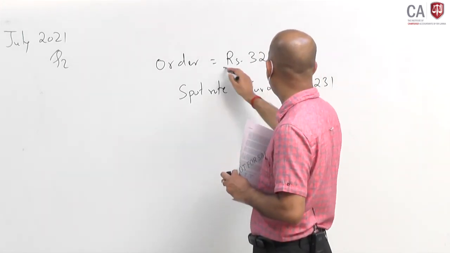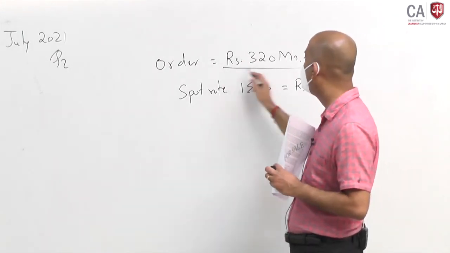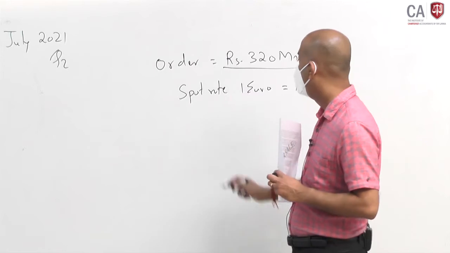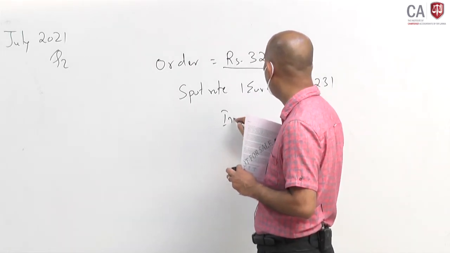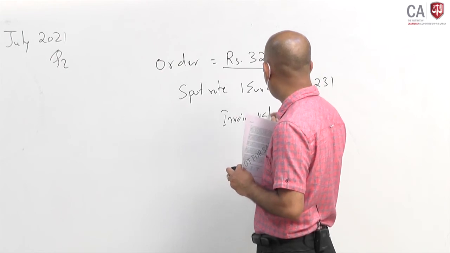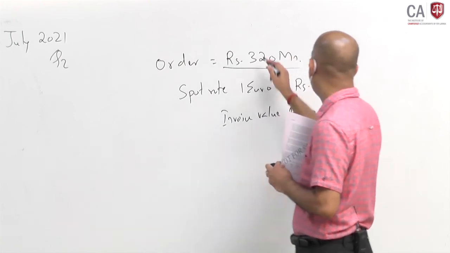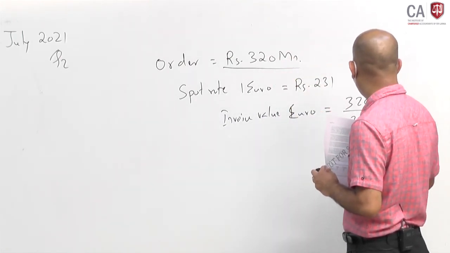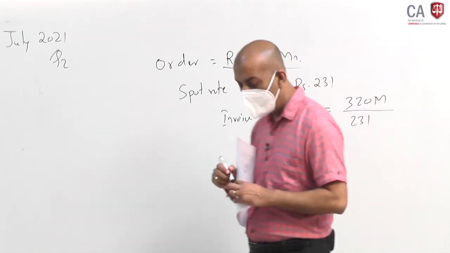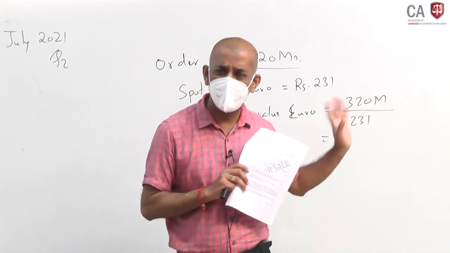So we should know that you are going to export to France 320 million worth of goods, rupee value. What is the order or the invoice value? Invoice value in euro equals 320 million divided by 231. That gives you the euro currency, how much the invoice value. So we can calculate that.